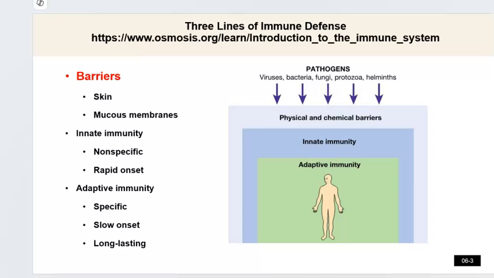So we talk about the 3 lines of the human defense. Again, I've linked that first osmosis introduction video here if you need that link. So our first line of defense. This graphic is showing us that out in the environment we have all sorts of pathogens, our viruses, our bacteria, etc. Then we have physical and chemical barriers, such as our physical barrier of our skin. And then within that, we have innate immunity and our adaptive immunity.